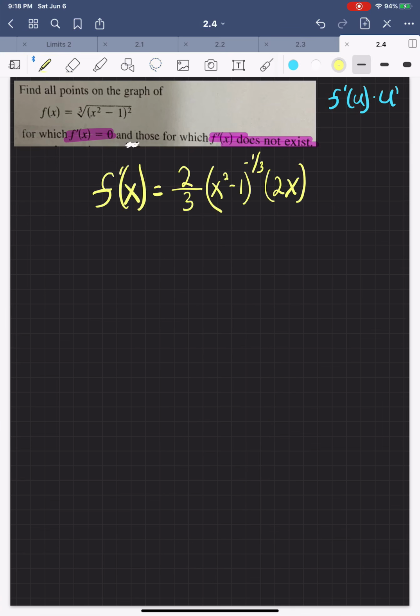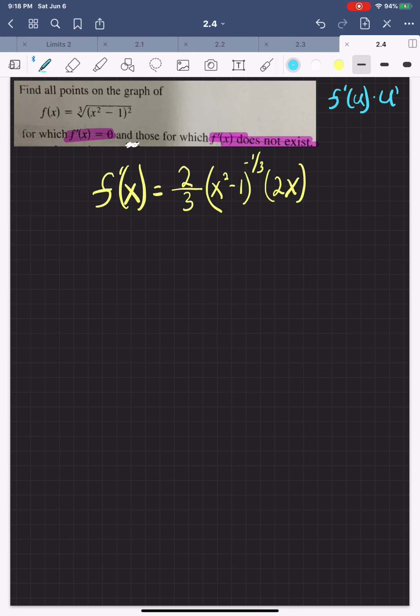And let's go ahead and get started. So the first thing we want to do is clean this up, because it's really hard in its current form for me to figure out what would cause the derivative to equal 0 or what would cause the derivative to not exist.